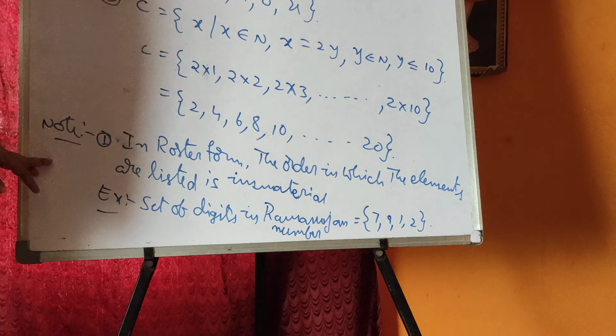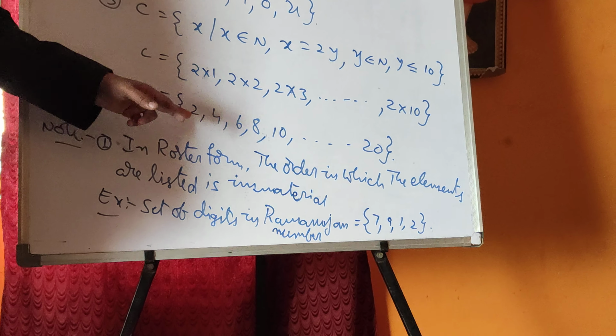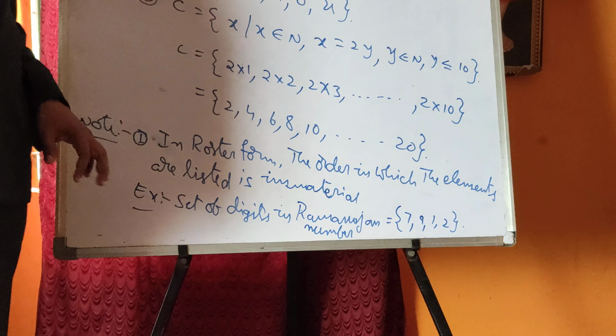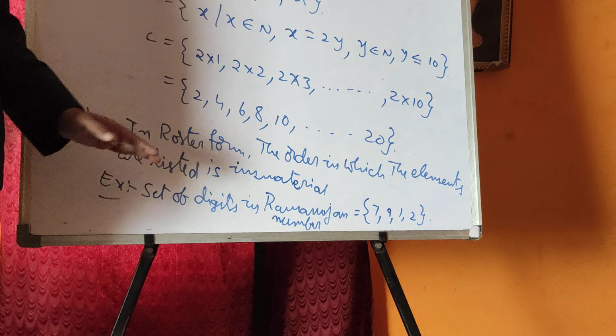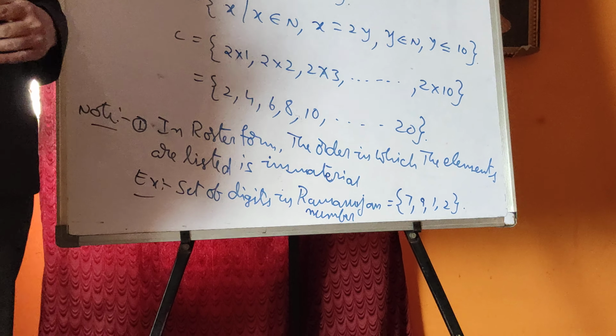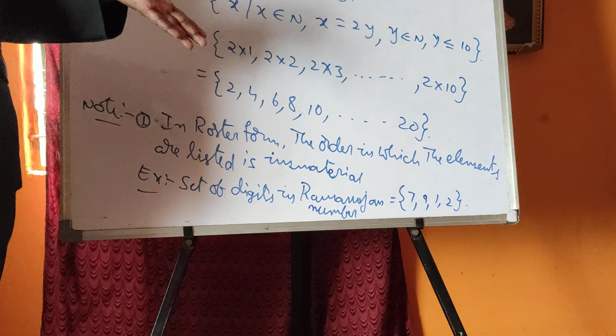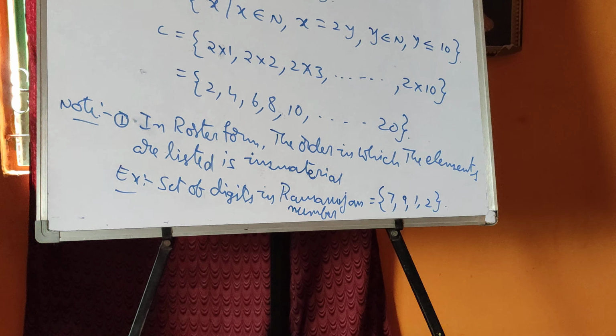Here we have two notes. Note number 1: in roster form the order in which the elements are listed is immaterial. However you list them out, it will not be taken into consideration. You need not write in ascending order. However you want, you can write it.